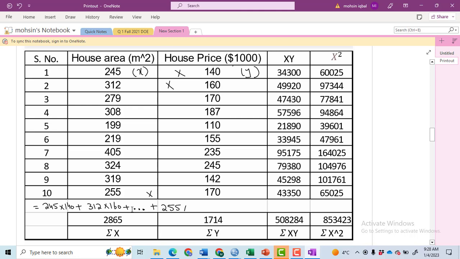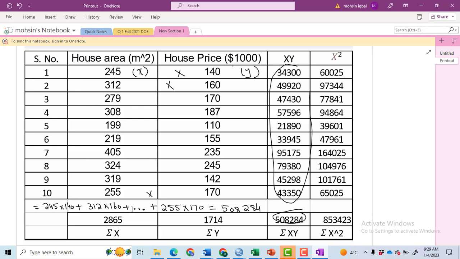255 multiplied by 170. After that you will get the result that is equal to 508,284. So this is the way. However, in the calculator you will have to multiply all of these values in order to get this result. Hopefully it will be clear to you people. Summation xy means that I have taken the sum, or I have added all of these values, and then I get this result. Hopefully it is clear to you people now.